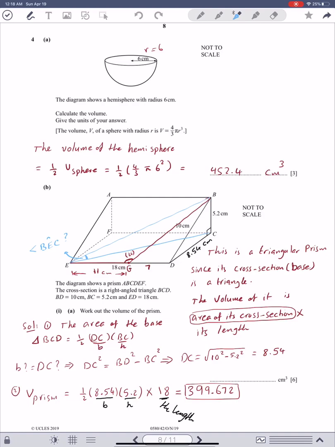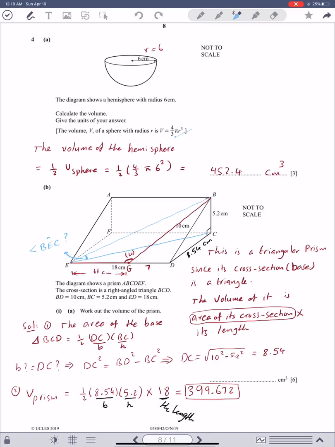In the first part of this question, you are given a hemisphere with radius 6 centimeters. He wants the volume, the straightforward one, and you are given the formula. Remember, we don't need to memorize the formula of the sphere as extended students.